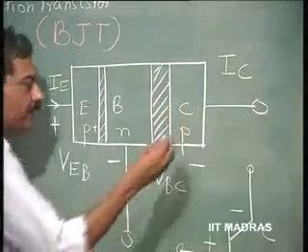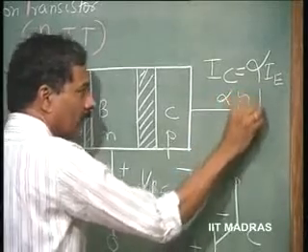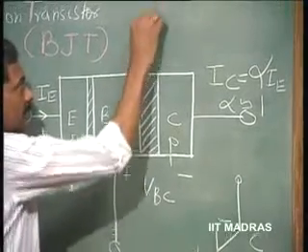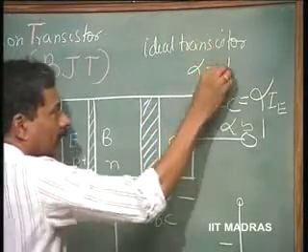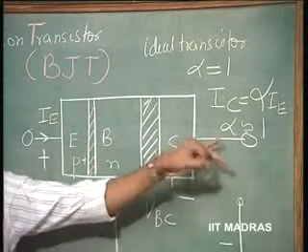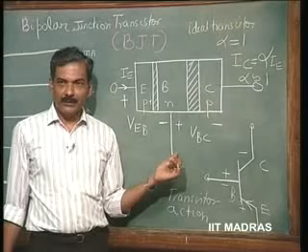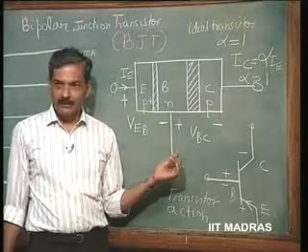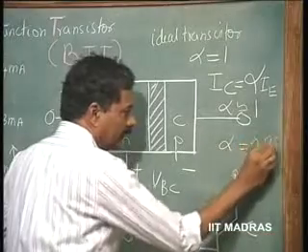So, IC is equal to alpha times IE, where alpha is very close to 1. In an ideal transistor, therefore, alpha is equal to 1, which means almost all the current gets collected here, and therefore in the other terminal there is no current. Base current is 0 in the ideal transistor. In practice, alpha is typically of the order of 0.98, 0.99. So, alpha is about 0.98. This is the order.